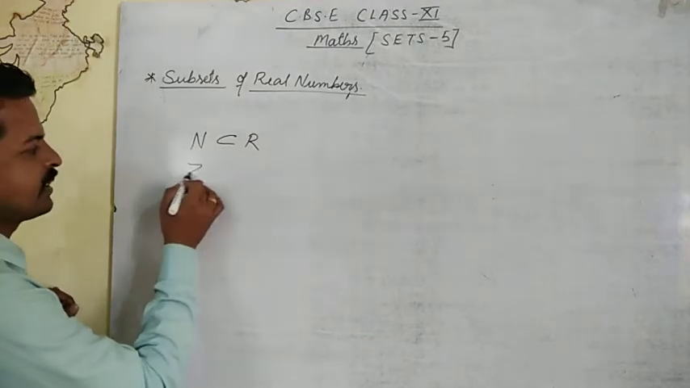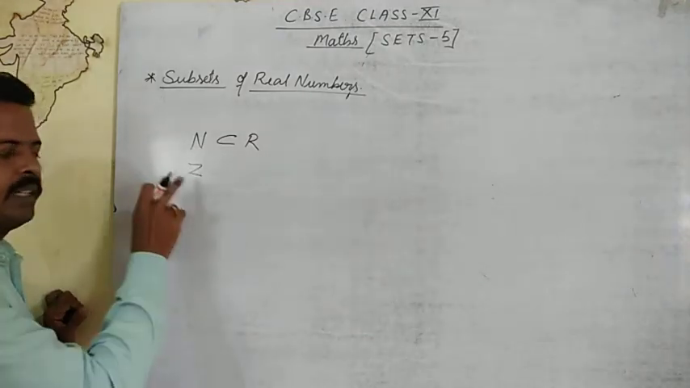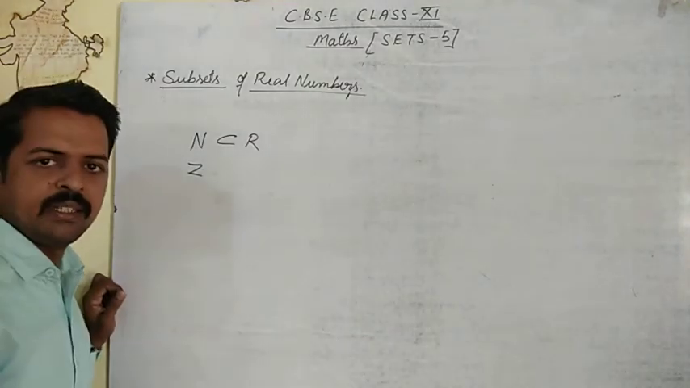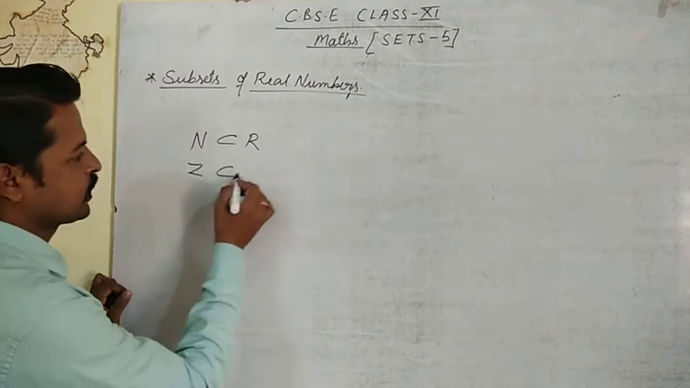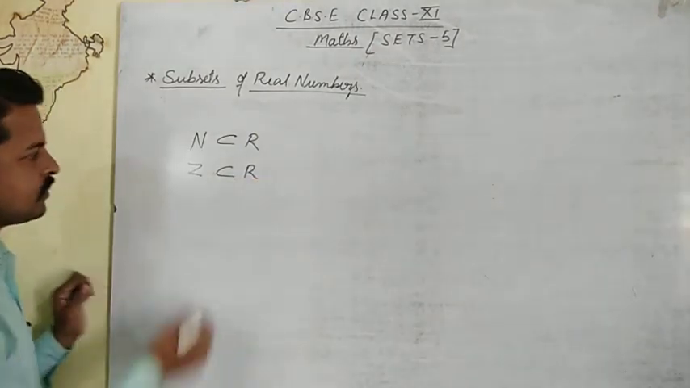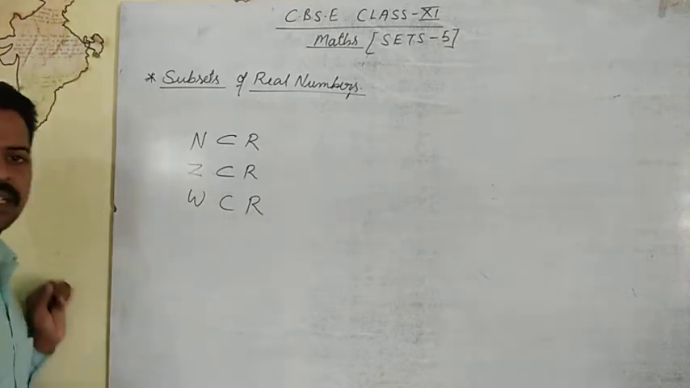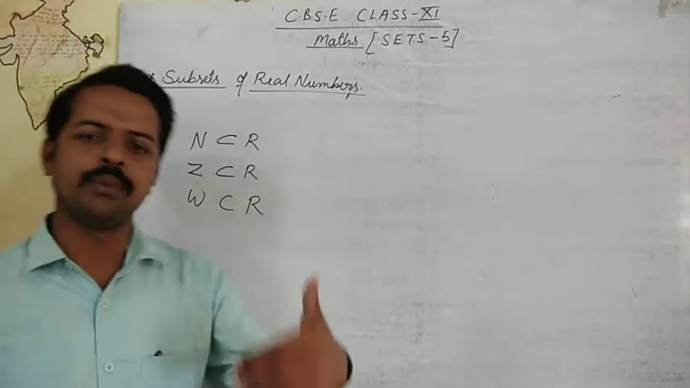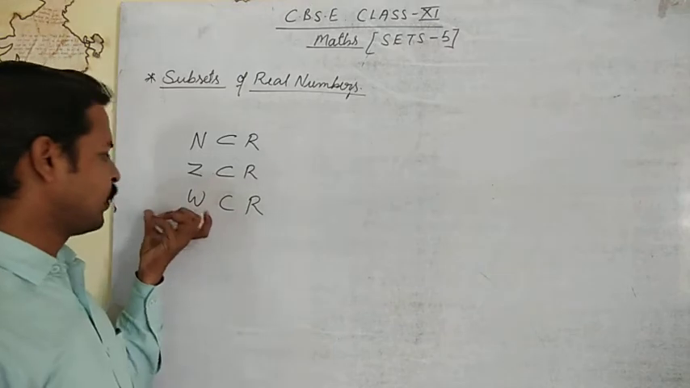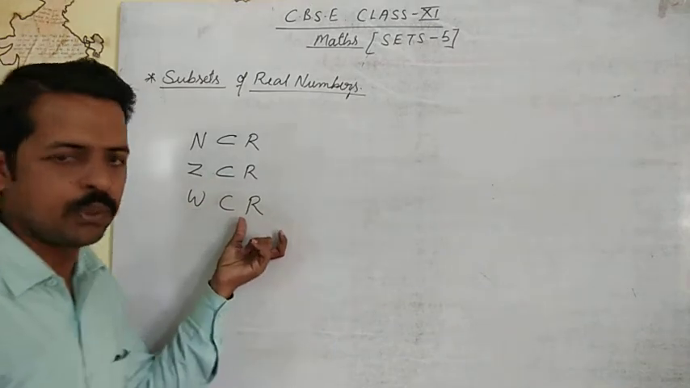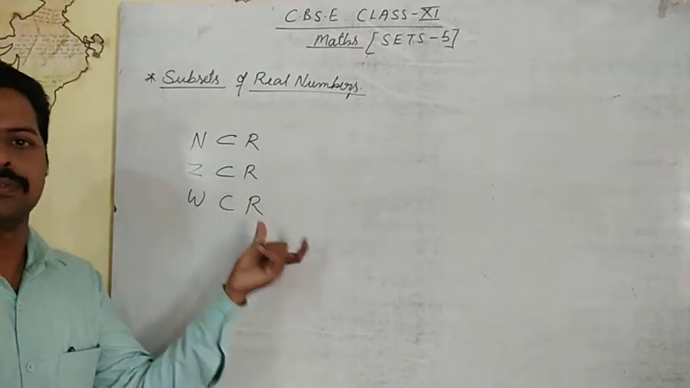Now think about the integers, Z. Every integer is a rational number. You have studied in previous classes. So Z is also a subset of R. Every whole number is also a subset of R. Whole numbers contain 0, 1, 2, 3, 4 and so on. See, every whole number is a real number. Therefore, W is a subset of R.